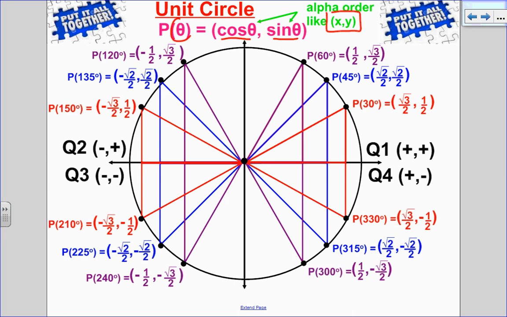So a point on the unit circle is tied to an angle. The x coordinate is cosine of that angle. The y coordinate is sine of that angle. All you really have to do is look at your coordinates in quadrant number 1 and then just place them in the correct quadrant, negative, positive. They all stay the same. Negative, negative, positive, negative. Those all stay the same.